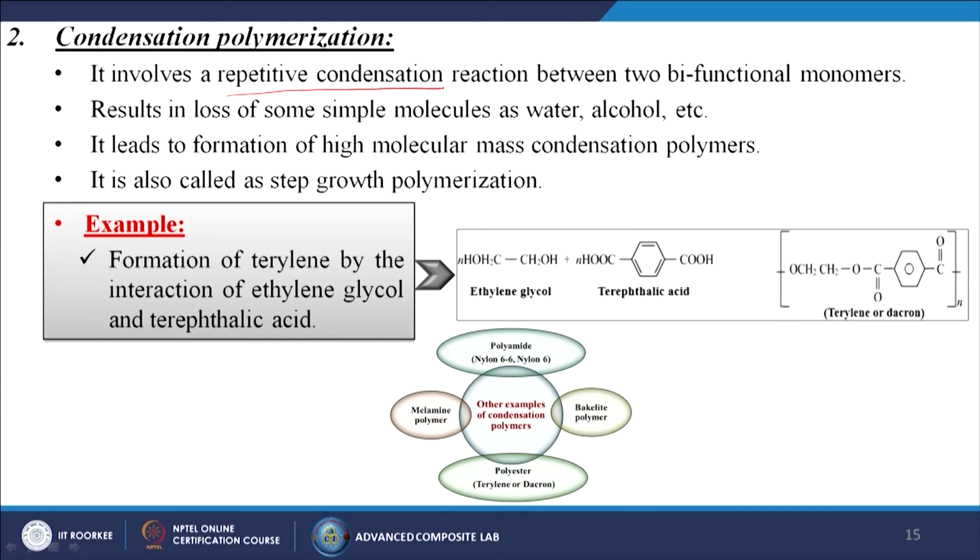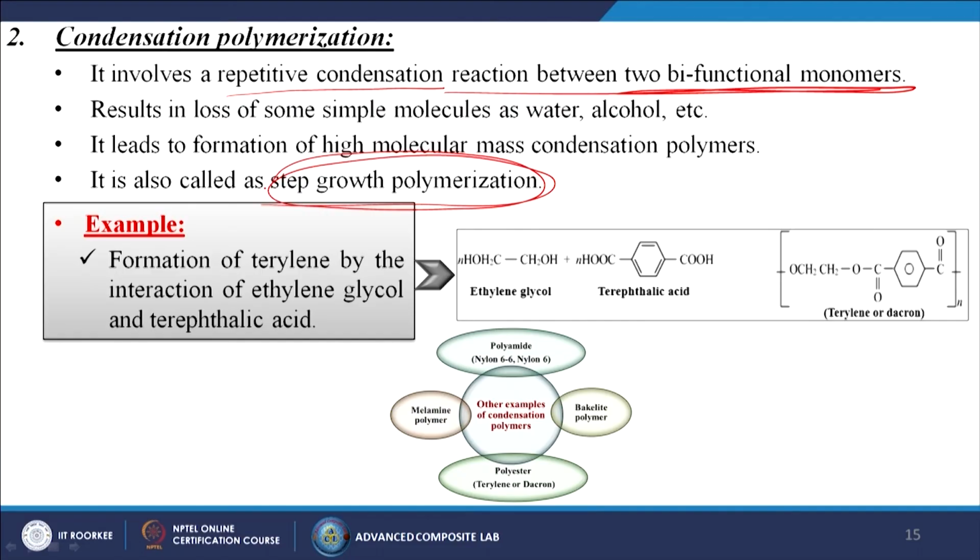We are making the polyacrylonitrile. Next, we are going to discuss condensation polymerization. What is that? It involves repetitive condensation reactions between two bifunctional monomers, resulting in the loss of some simple molecules like water or maybe alcohol, etc. It leads to the formation of high molecular mass condensation polymers. It is also called step growth polymerization. So, sometimes condensation polymerization is also known as step growth polymerization.